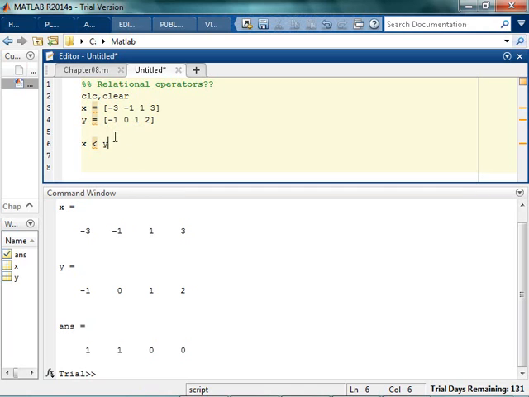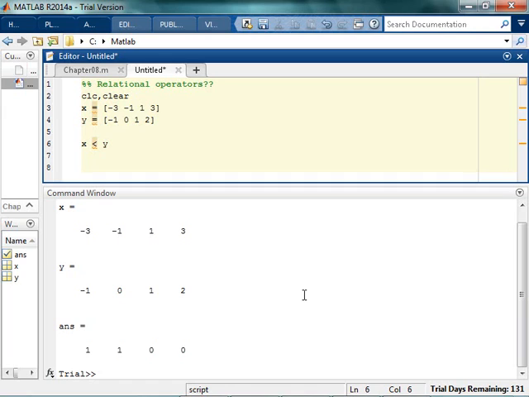So basically I'm going to say x is less than y, and it's going to come back with a whole bunch of trues and falses. Remember, 1 is true and 0 is false. So is x less than y? Well, in this case, yes, -3 is less than -1... -3 is less than 1. Yay! -1 is less than 0. Yay! 1 is less than 1? No, false! 3 is less than 2? No, false!